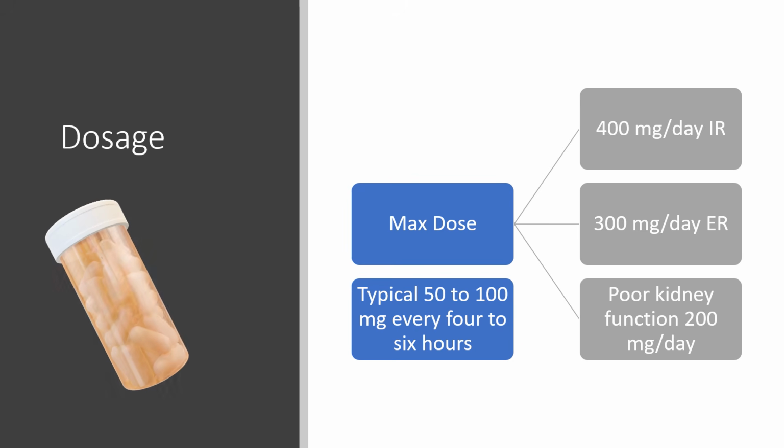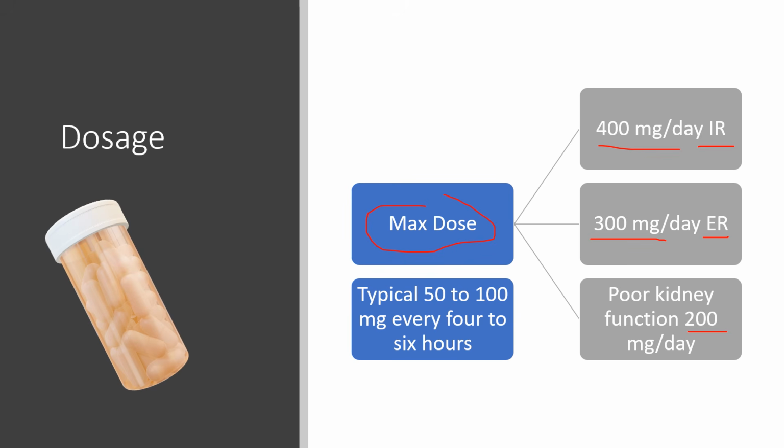So what about dosage? Well, the maximum dosage with the immediate release, that's the one we most commonly see used in the United States, the 50 milligram tablets, 400 milligrams is considered the max daily dose. Ideally, we're going to be below that. Extended release, literature suggests around 300 milligrams a day is the maximum dose. If there's poor kidney function, that max dose is reduced down to 200 milligrams a day.